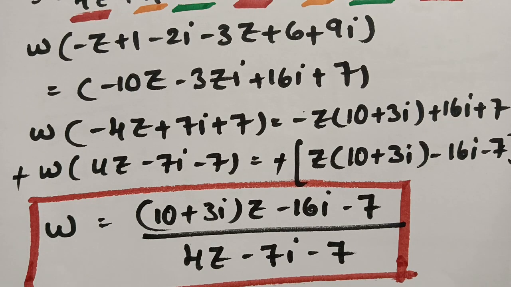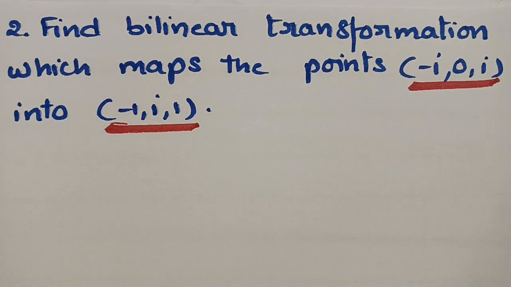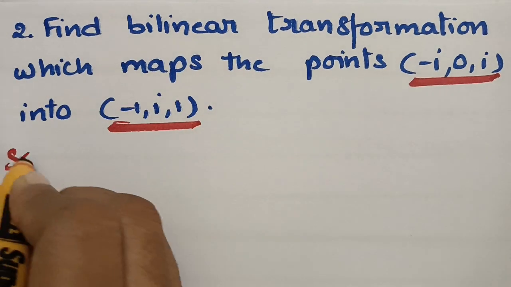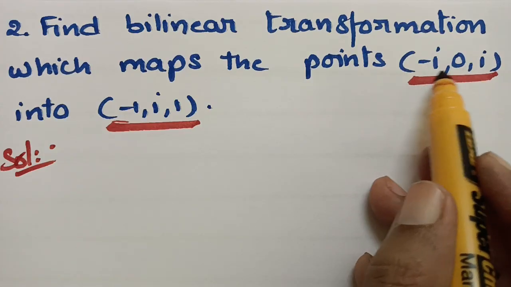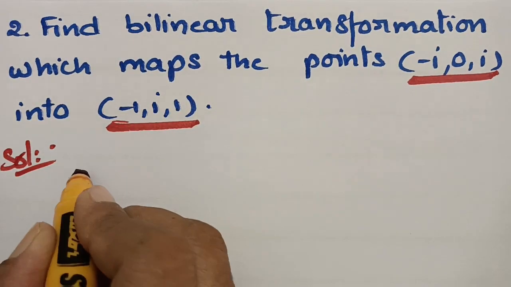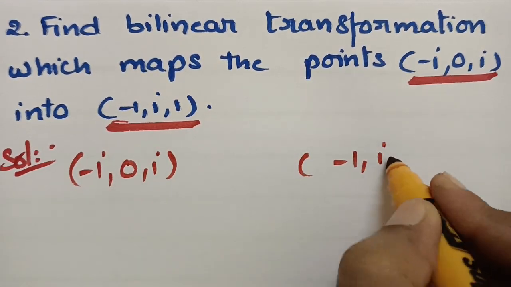And the next equation here is also very important, very easy. Please watch this video until the end so that you will be benefited. So here, what are the points given? First of all, we have to find the bilinear transformation which maps the point minus i, 0, i, and next into minus 1, i, 1. So this value is minus i, 0, i, and this value is minus 1, i, 1.